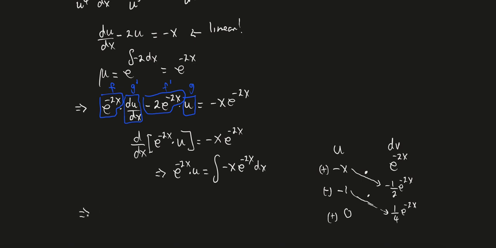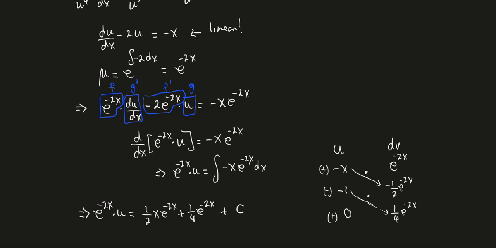So what do we have here? Let's give ourselves enough room. So e to the -2x times u is equal to, okay, let's write down the antiderivative now. Negative x times -1/2 e to the -2x. This gives me 1/2 x e to the -2x. And then minus, so that's a plus. That's also a plus. So now we have a plus 1/4 e to the -2x, and then we have our plus c.